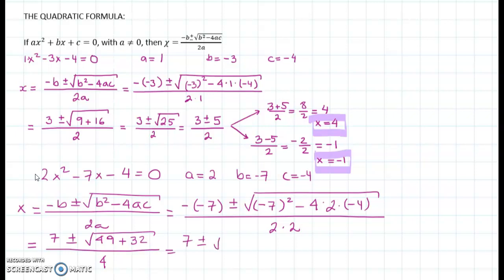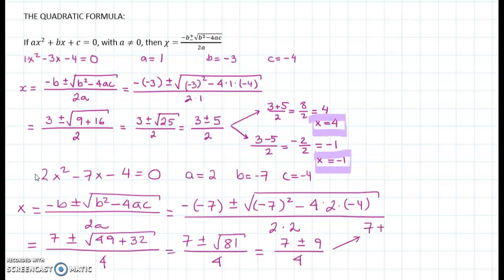So for the next step, I'll write what we have inside the square root. We have 49 plus 32, that's 81. All of this divided by 4. So 7 plus or minus square root of 81 is 9 divided by 4, giving two options.